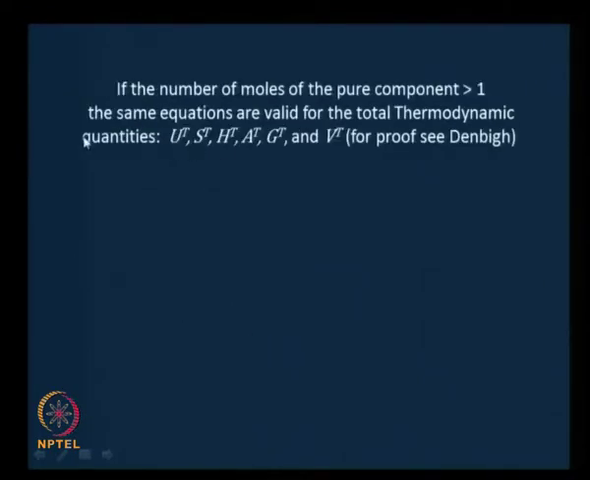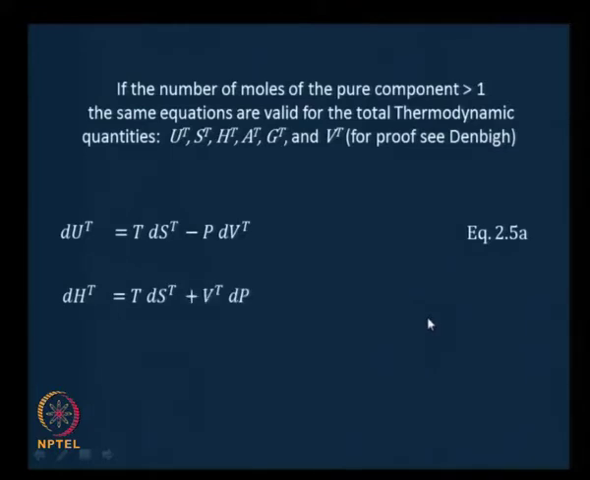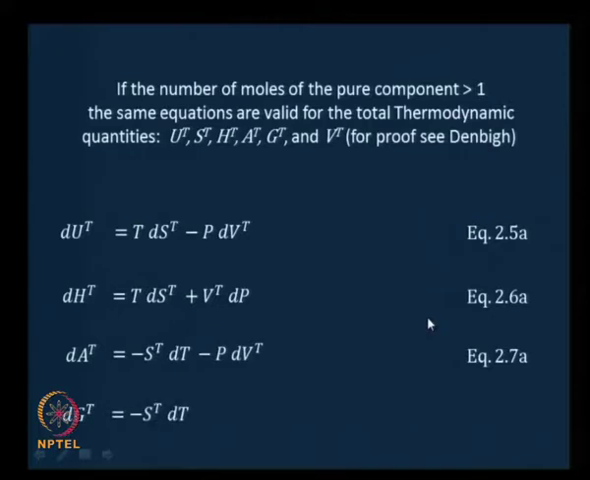And we also said that those are for 1 mole, even if the number of moles increases, as long as it is a pure component closed system, you could write the same kind of equations for Ut, St, Ht, At, Gt and Vt. Proof is given in Denbigh. Therefore, dUt = TdSt - PdVt, dHt = TdSt + Vt dP, dAt = -St dT - PdVt, and dGt = -St dT + Vt dP.